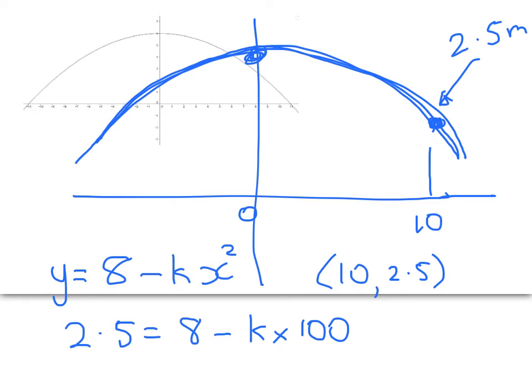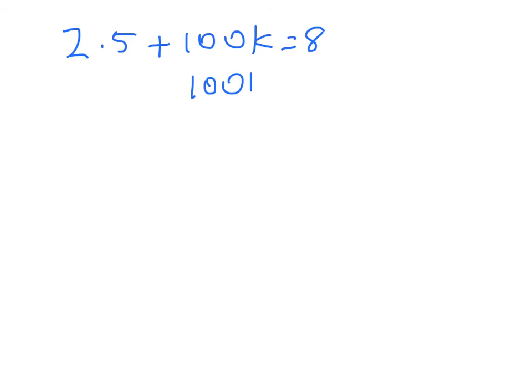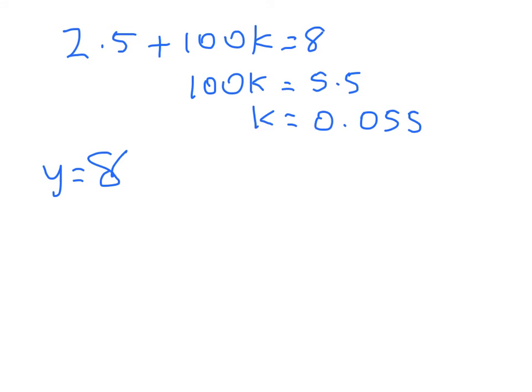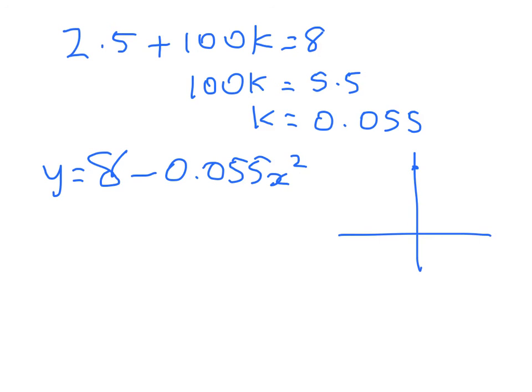Right, onto a new slide. So 2.5 plus 100k is equal to 8. 100k, doing this very slowly, is equal to 5.5. k is equal to 0.055. So my equation is y is equal to 8 minus 0.055 x squared. In other words, it's going to be a parabola with vertex 8 and it's going to have quite a wide scale factor.